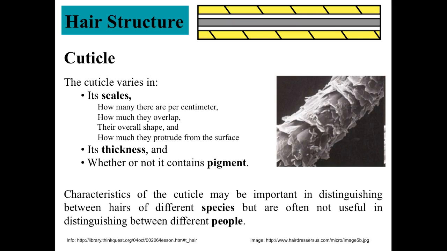And again, like we mentioned in the previous slide, keep in mind that the cuticle can be very helpful in distinguishing hairs between different species. So is this a human hair or a dog hair or a cat hair? But it's not usually very useful in distinguishing between different people, because humans will all have a similar structure to their cuticle.